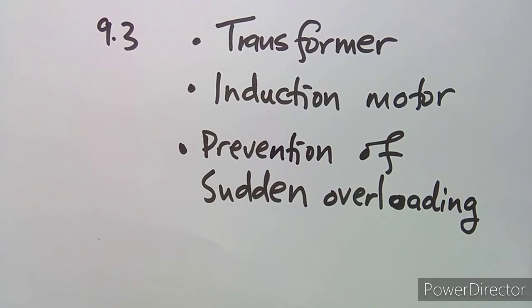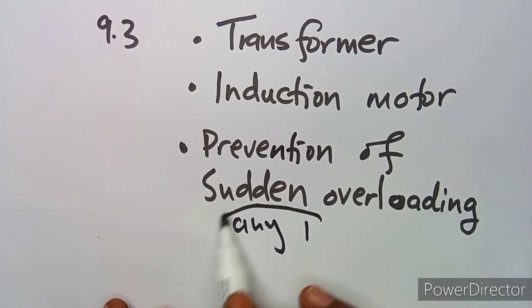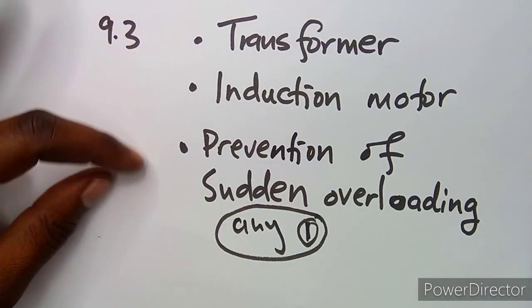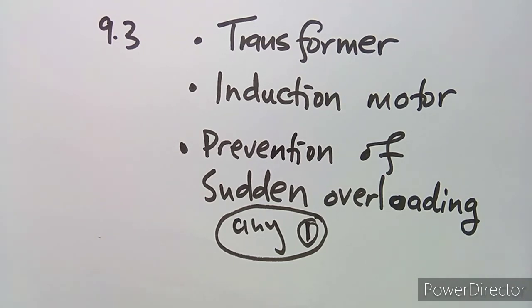We are going to apply this in transformers, induction motors, and in the prevention of sudden overloading. So you have to choose any one. Take note, you don't write 3, you choose one from these 3. As you can see, these are typical questions. They actually repeat these typical questions, so you must revise along these 3, because sometimes they can ask you to list 3, so you must know all 3. If they ask you one, then you just select one.